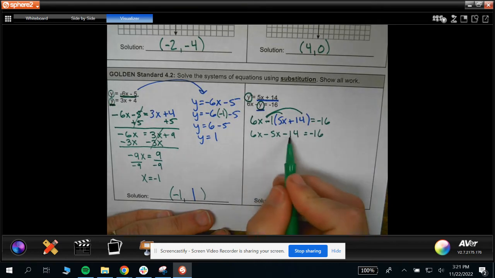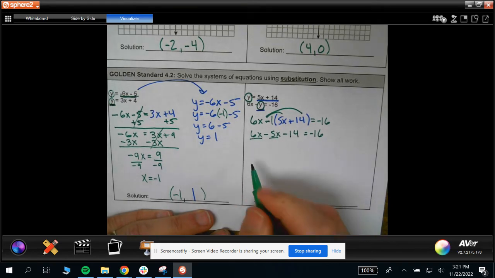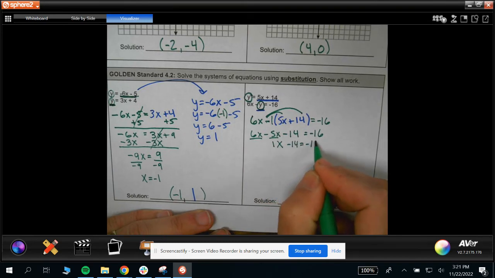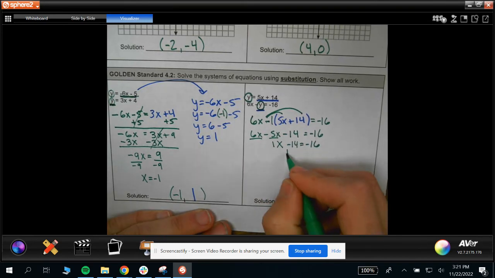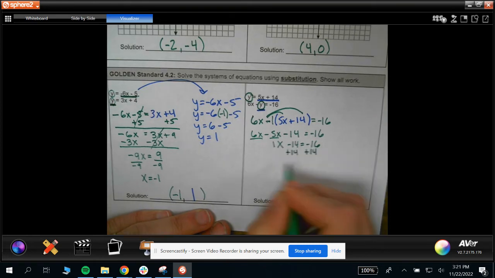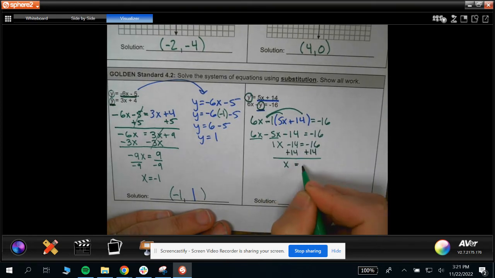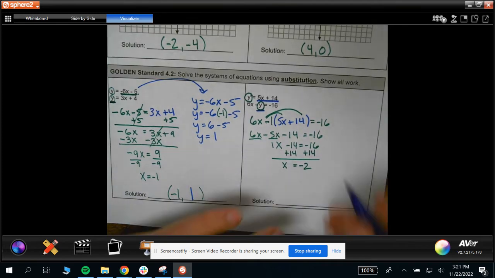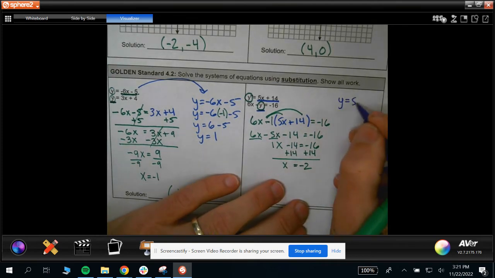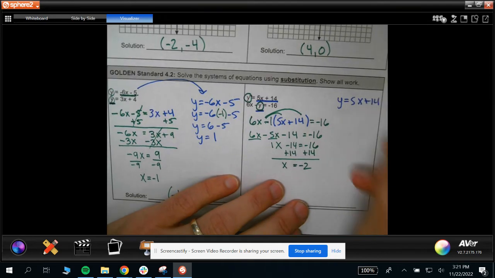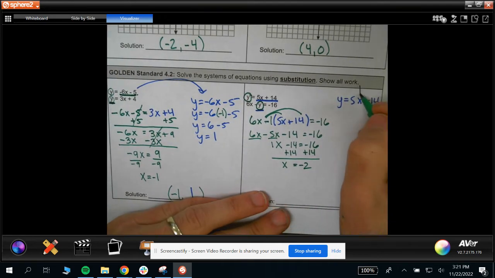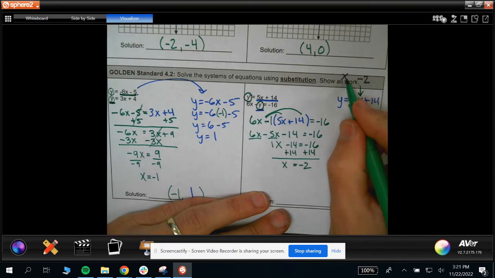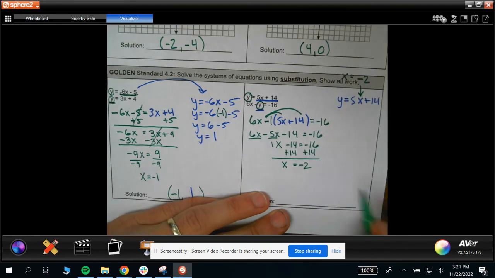Let's simplify on one side. What can I combine? What are like terms? I can combine 6x and negative 5x to get 1x minus 14 equals negative 16. Let's get x by itself and add 14 to both sides. So we get x equals negative 2. Am I done? Not yet. y equals 5x plus 14. What am I going to replace for x? I'm going to substitute in that I found x equals negative 2.